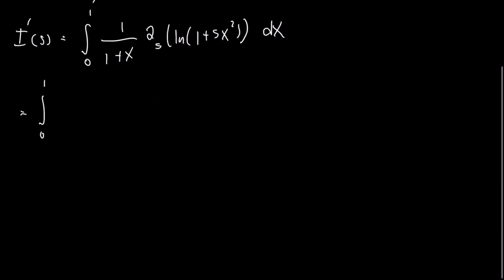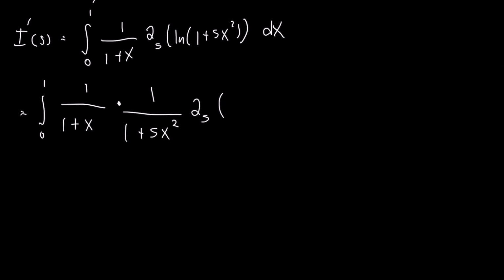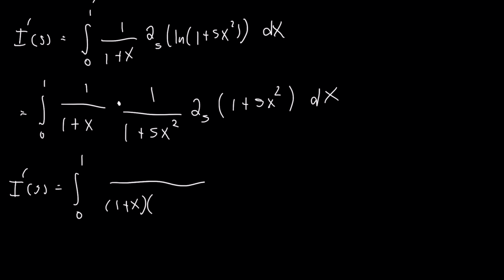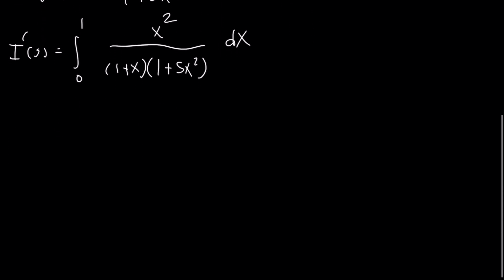So we have the integral from 0 to 1 over 1 plus x times 1 over 1 plus sx squared, then the derivative with respect to s of 1 plus sx squared dx. So I prime of s is the integral from 0 to 1 of 1 plus x times 1 plus sx squared, and then the partial derivative with respect to s of this will be x squared dx. And then from here we will perform partial fraction decomposition.